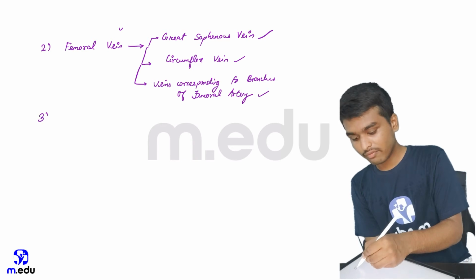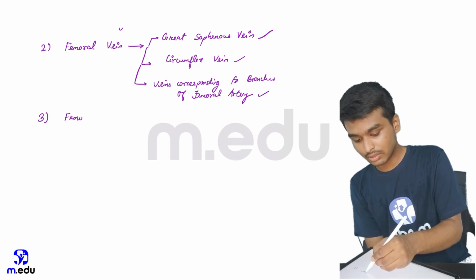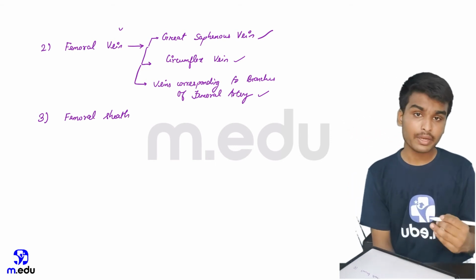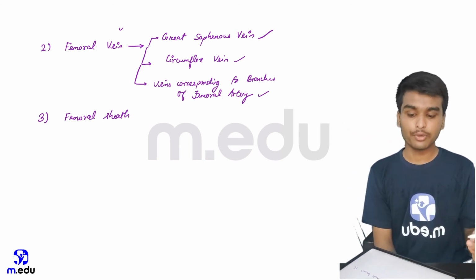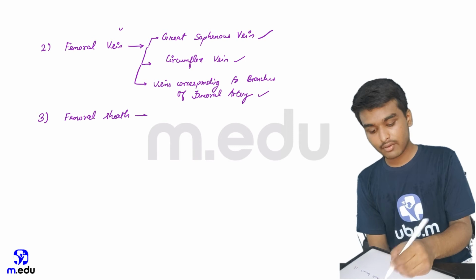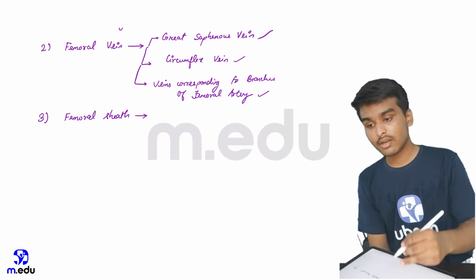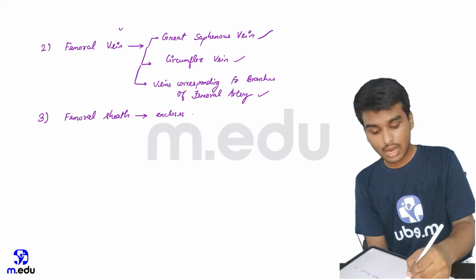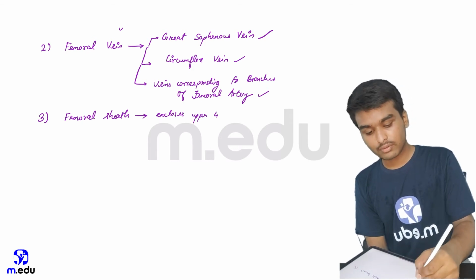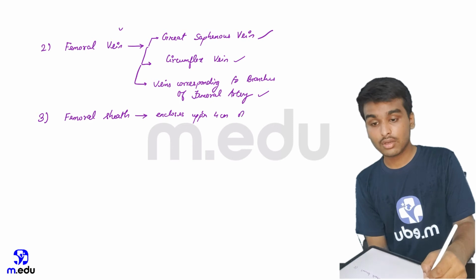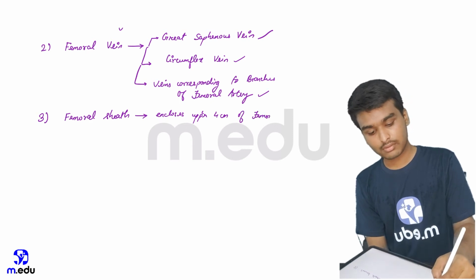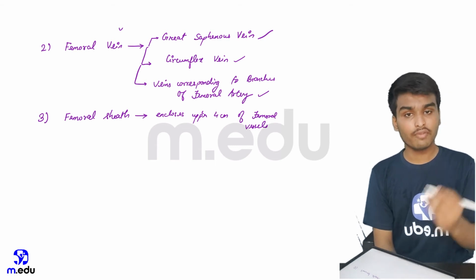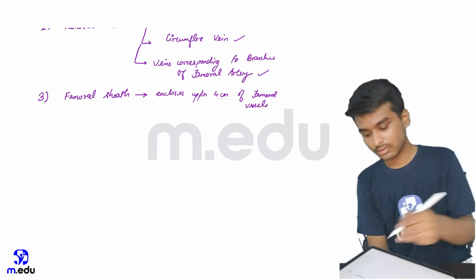The third F is femoral sheath. Femoral sheath is a different topic and we'll cover the topic in another video. But for now, we can know that femoral sheath encloses the upper 4 centimeters of femoral vessels. Femoral vessels include the veins and the arteries of the femoral triangle.